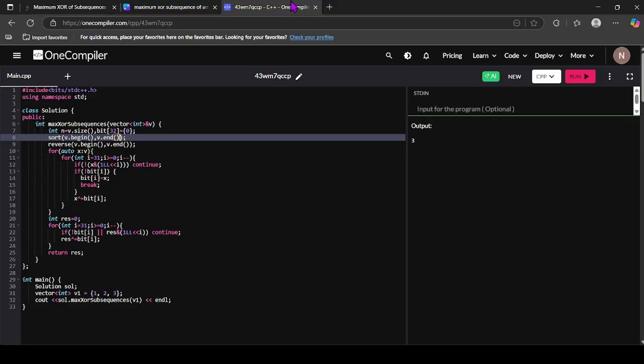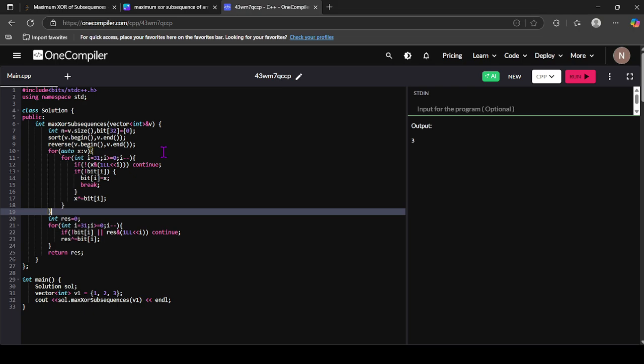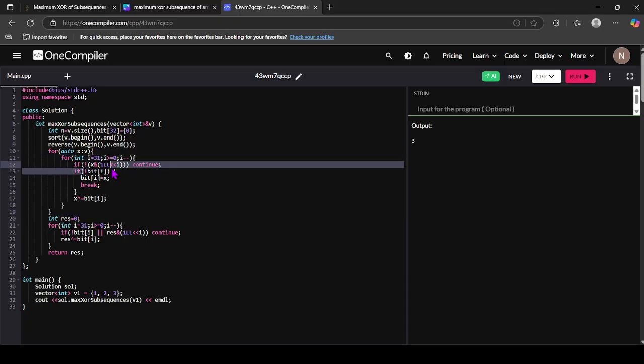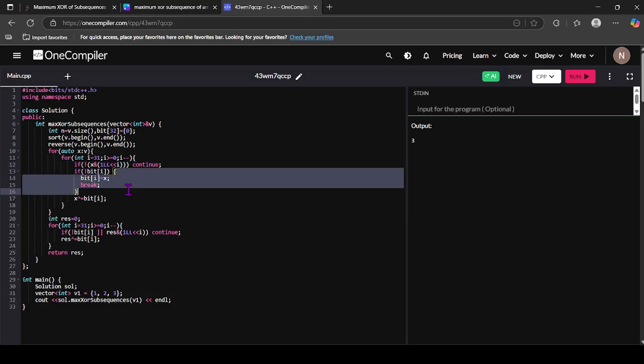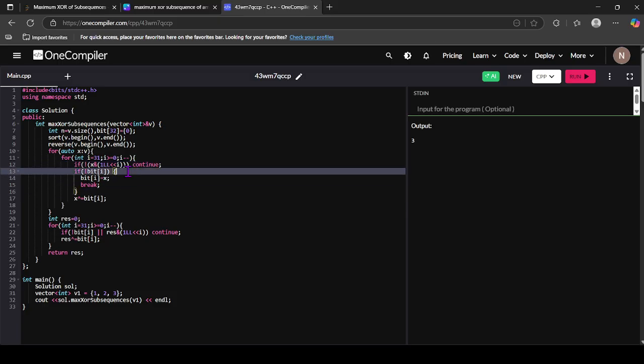But for simplicity, I just sorted and reversed, and then start the loop. First we are finding the bit of the I vector, starting with the highest bit. If this bit is not set in the given number, then simply continue. And when we came here, what does that mean?